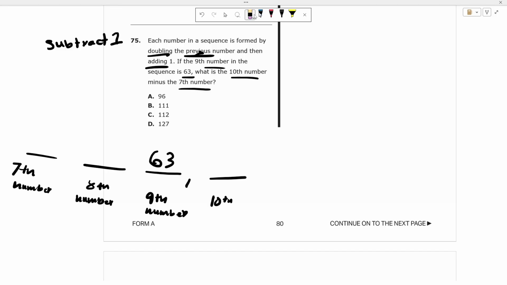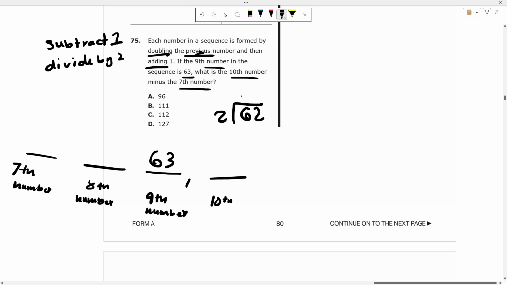What's the opposite of multiplication? Well, it's going to be division. So you divide by 2. So what's 63 minus 1? That's going to be 62. And what's 62 divided by 2? It's going to be 31. Okay, so the 8th number is going to be 31. Then let's subtract 1 and divide by 2. 31 minus 1 is 30, and 30 divided by 2 is 15. So we know that the 7th number is 15.